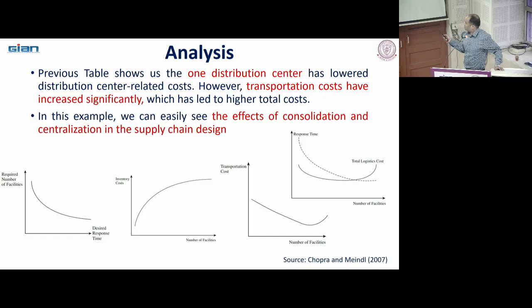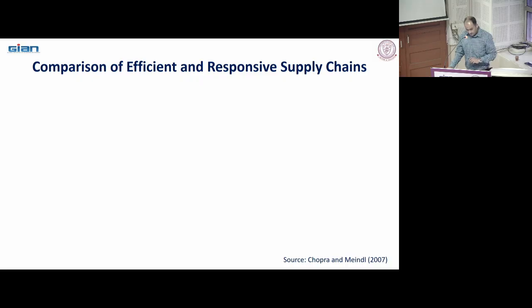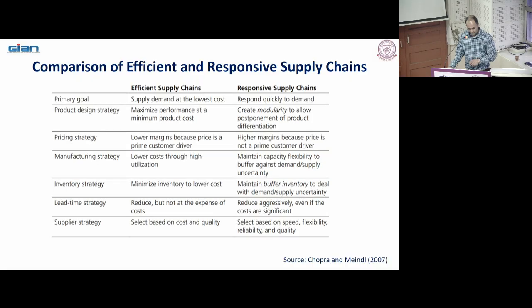And this is your total response time versus total logistics cost and the number of facilities. Very interesting book. I don't know whether you have read it or not, Sunil Chopra's book, Supply Chain and Logistics. So, a comparison of efficient and responsive supply chains.